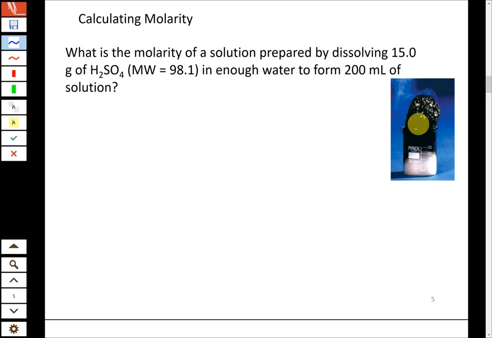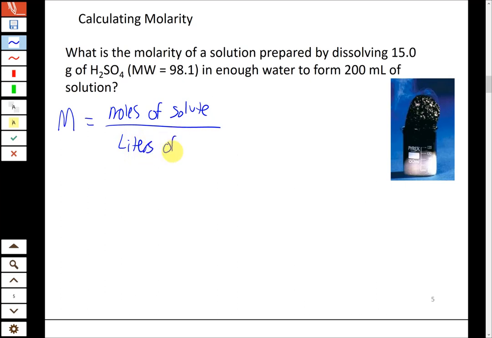So when we're calculating molarity, of course, we have to remember the definition of what that is. So molarity, capital M, is moles of solute divided by liters of solution. All right, so we need those 2 numbers to put in here. Now, none of them are given to us directly. We're told how many grams of solute we have. We need to get that into moles. And then we're also told that we have 200 milliliters of solution, which is not in the right unit.